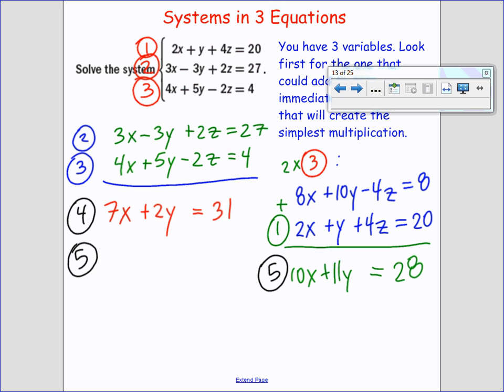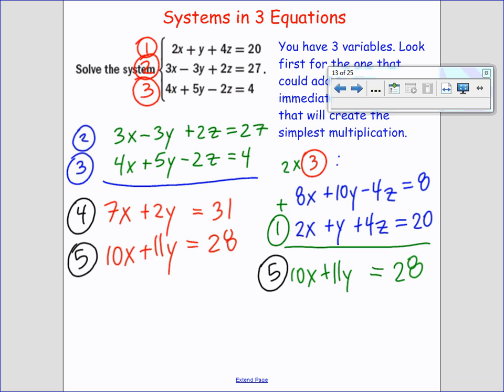By getting rid of the z's using a different pairing, in this case equations 1 and 3, we created a new equation. That equation, check it out, just has x's and y's in it, like our Bellwork. Our number 4 equation just has x's and y's in it. Now we can solve this new system of 2 equations, 2 variables, using traditional means.